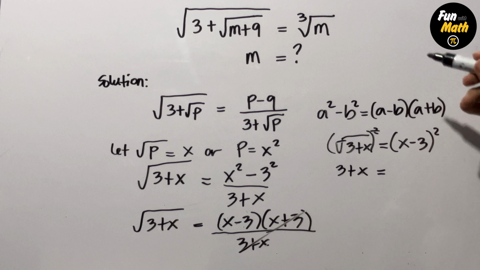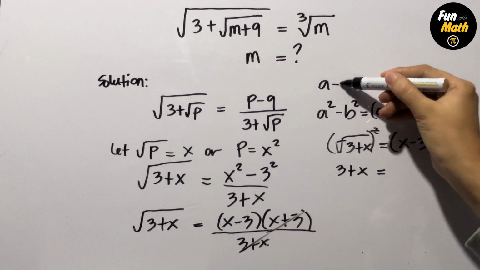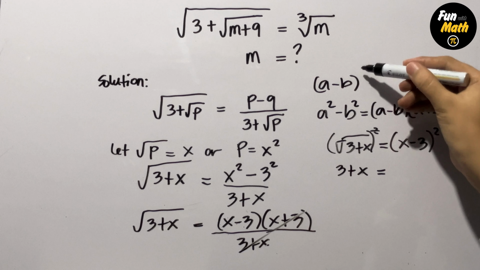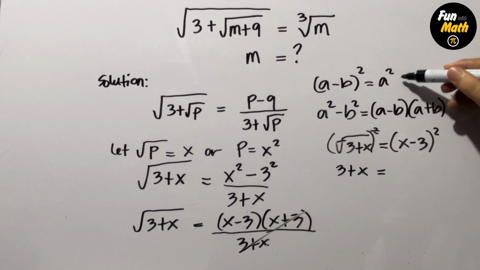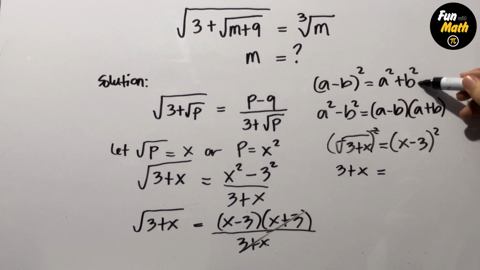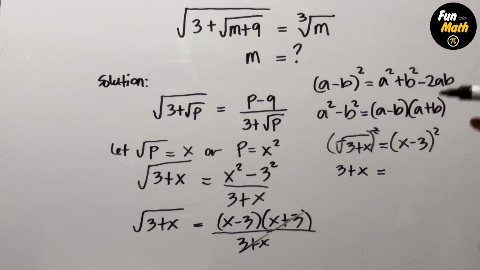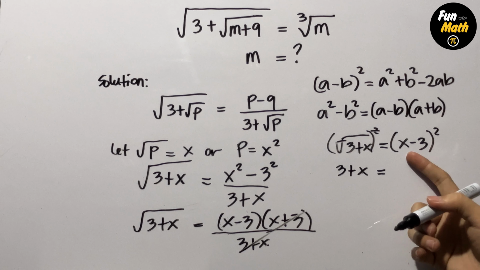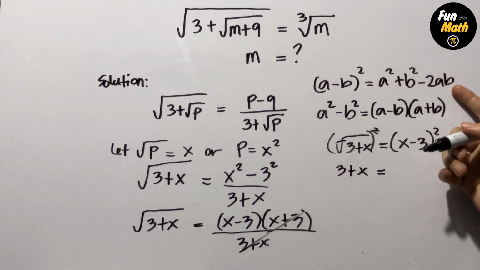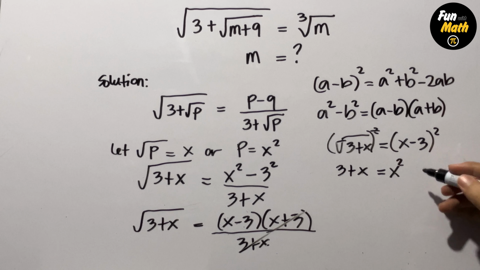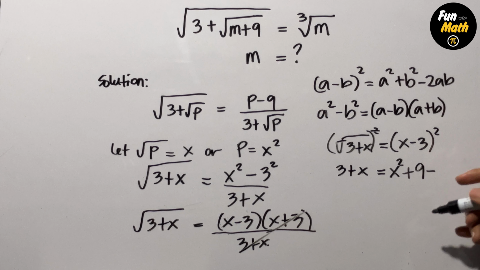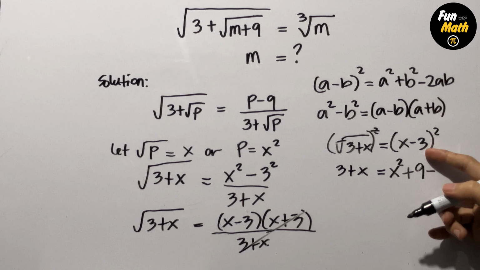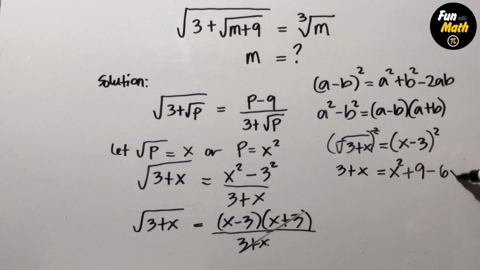We have another identity, that is a minus b whole to the power of 2, which is also equal to a squared plus b squared minus 2ab. So for this, we can expand by following the identity. This is x squared plus 3 squared, that is 9, minus 2 times x times 3, that is 6x.